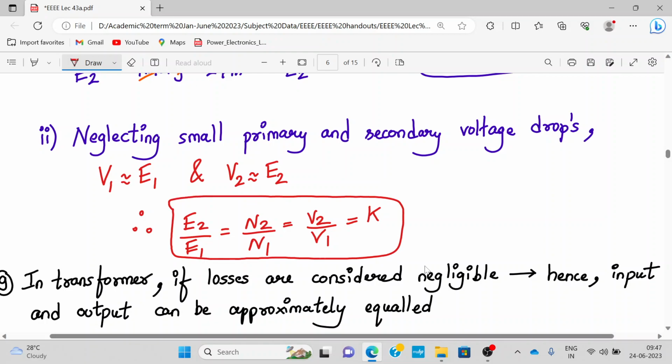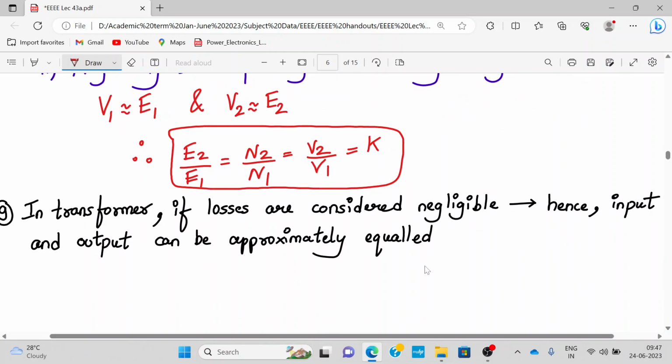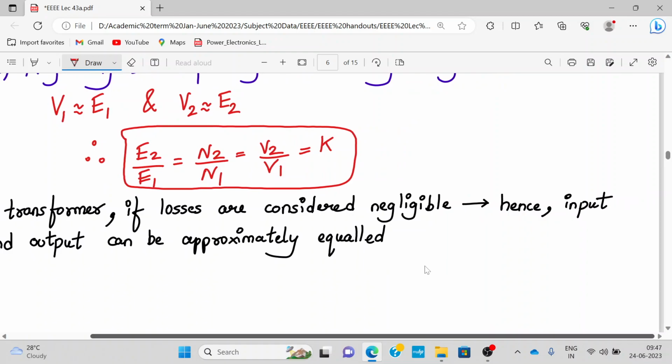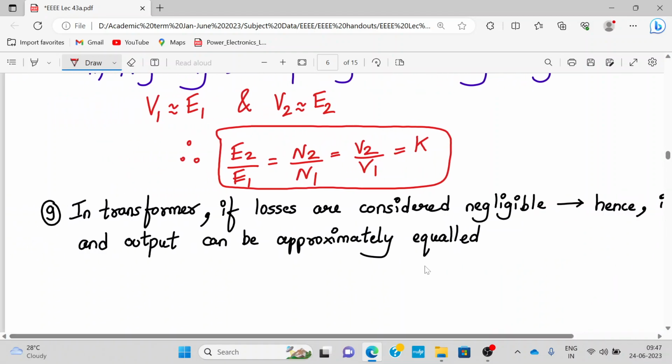That's important. If the losses in a transformer are considerably negligible, the input and the output can be approximately equal. That means V1 I1 will be equal to V2 I2. Remember, this is just an approximation. If this is the case, we can write I2 upon I1 is V1 upon V2. Sorry, I2 upon I1 is V2 upon V1, and V2 upon V1 is K. So we have another formula.